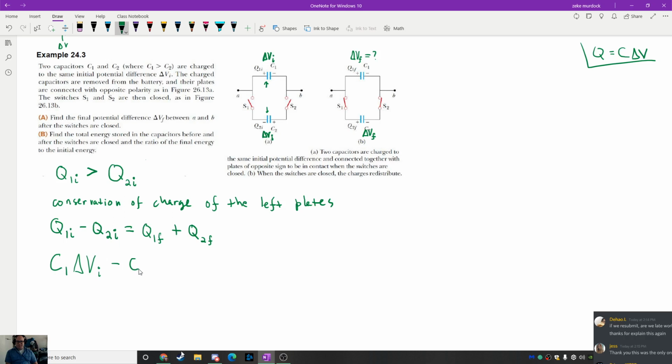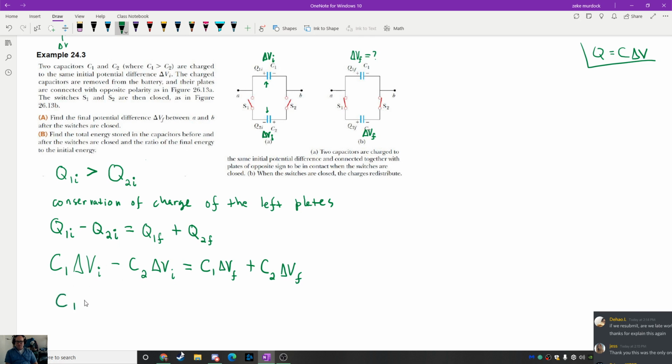For Q2, it'll be C2, and then delta VI, the initial potential difference. For Q1F, it'll be C1 times delta VF. And for Q2F, it'll be C2 times delta VF, right? Because delta VF and C2 are what you have down here, delta VF and C1 are here, and so on and so forth. We could then factor these out.